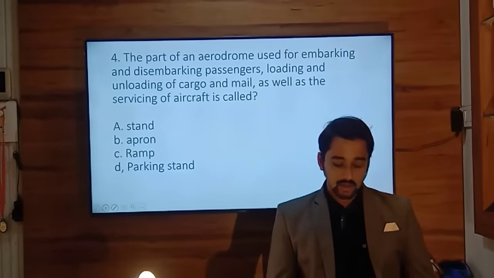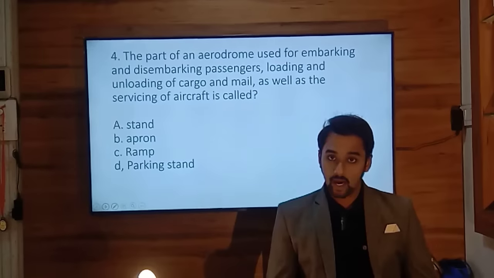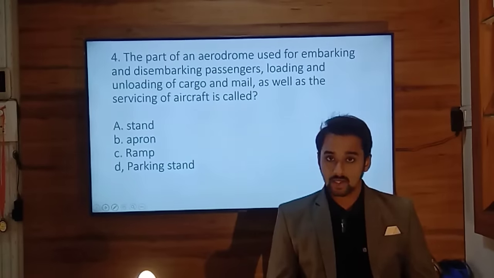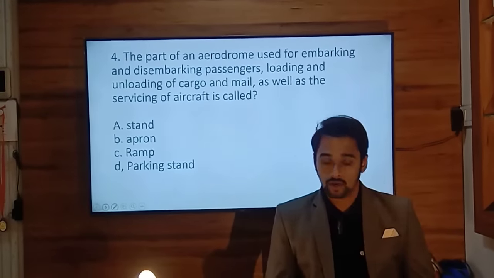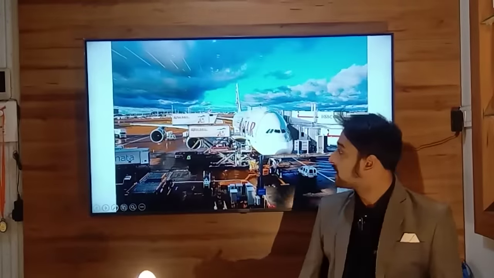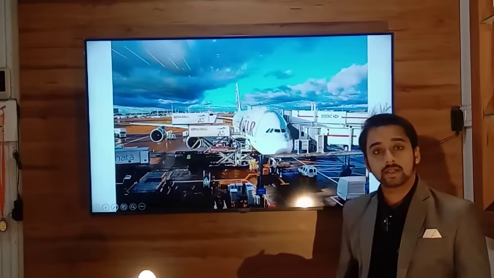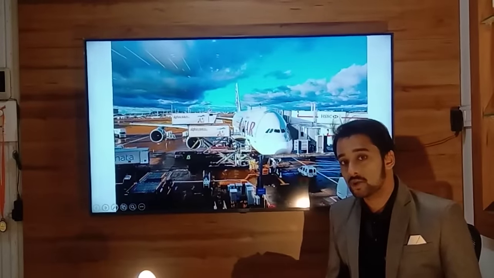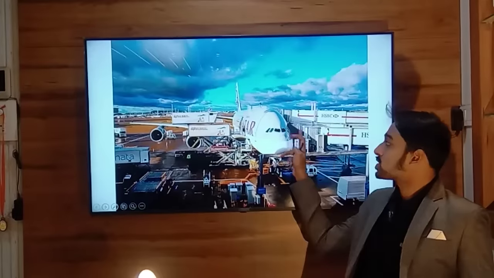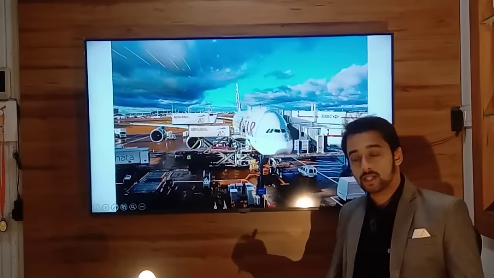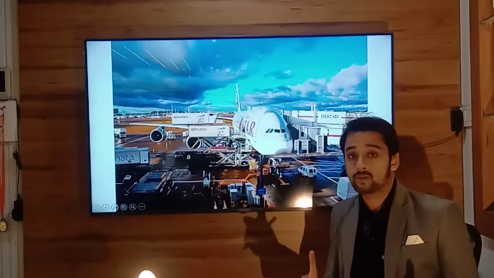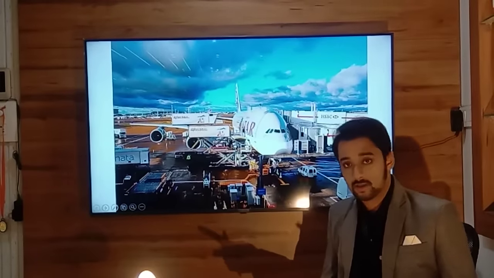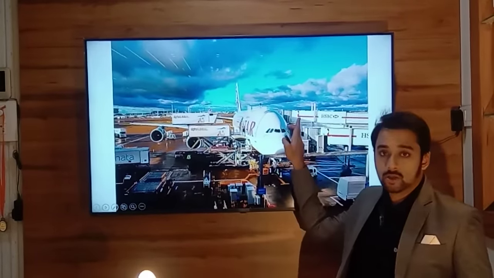Question number 4. The part of an aerodrome used for embarking, disembarking passengers, loading, unloading cargo and mail, as well as the servicing of aircraft is called what? If you look at this picture, you have aircraft parked at this place. You have this bridge to embark and disembark passengers, through which the passengers will walk from the terminal building to the aircraft.